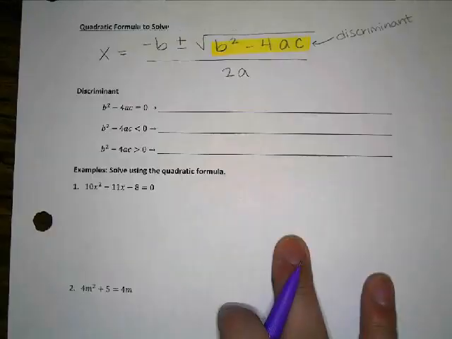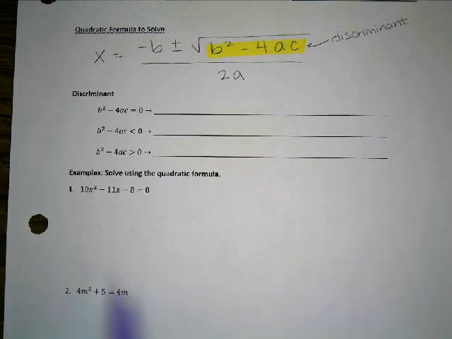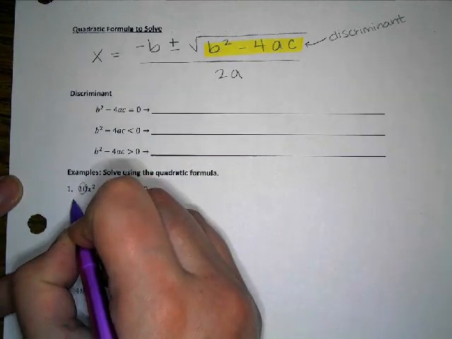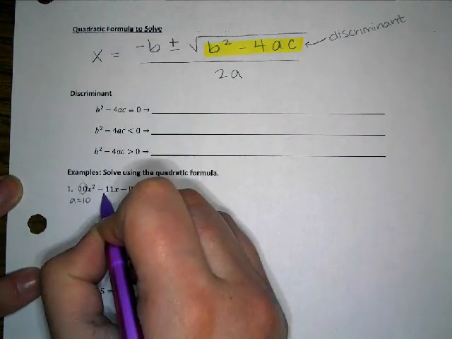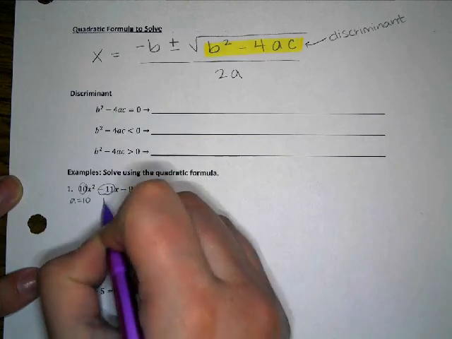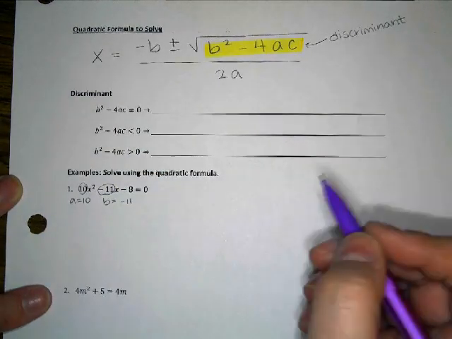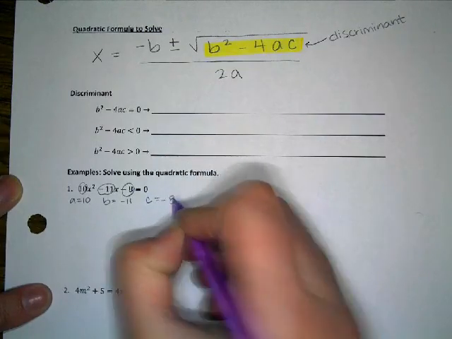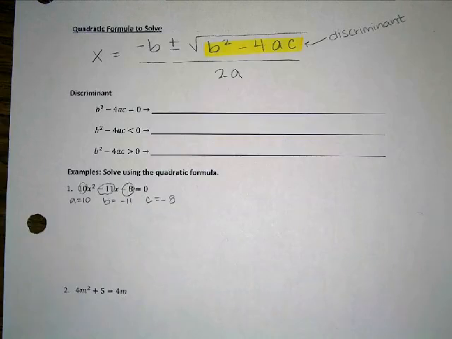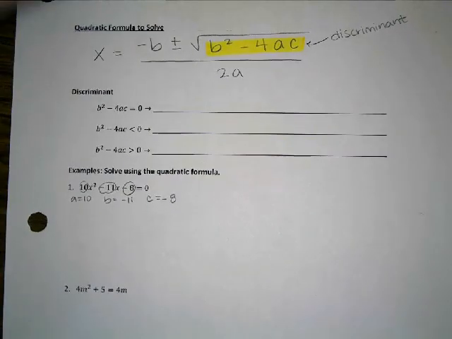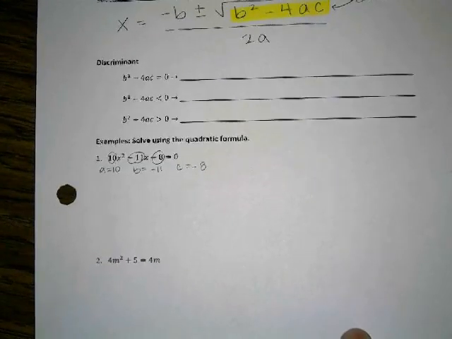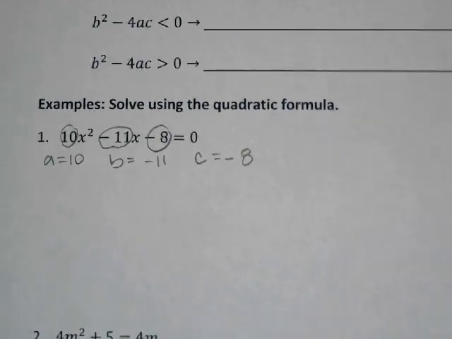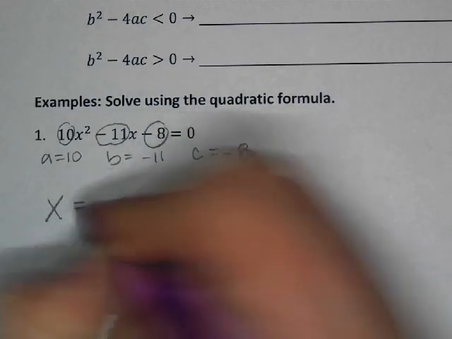Okay, so let's go through and do the first example. So if you look at number 1, we can see that our a value is 10. The b value is negative 11, and the c value is negative 8. And the reason I could see them just by looking at the equation is because the equation already equaled 0 when I just first got started. So I can already see what the a, the b, and the c are.